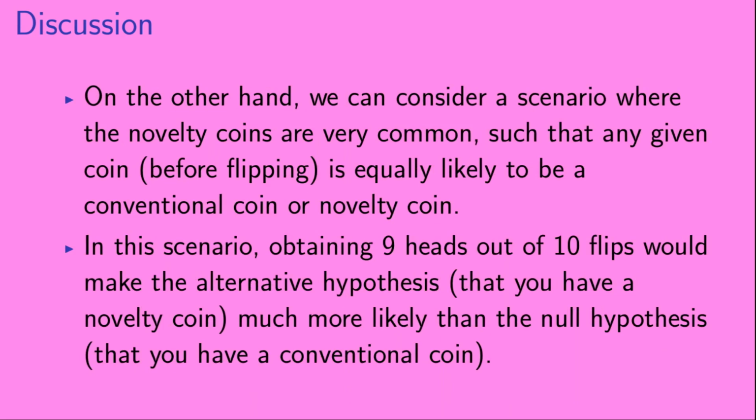On the other hand, we can consider a scenario where the novelty coins are very common, such that any given coin before flipping is equally likely to be a conventional coin or a novelty coin. In this scenario, obtaining 9 heads out of 10 flips would make the alternative hypothesis, that you have a novelty coin, much more likely than the null hypothesis, that you have a conventional coin.